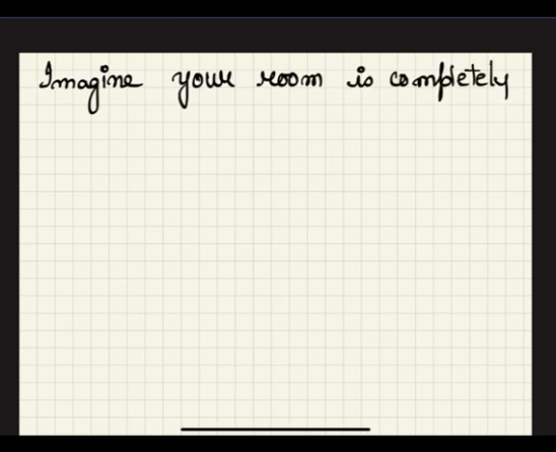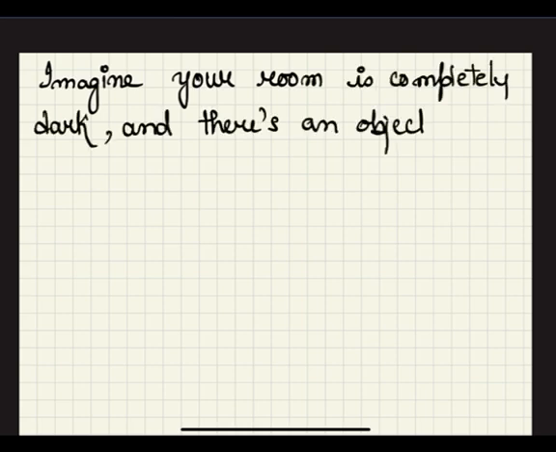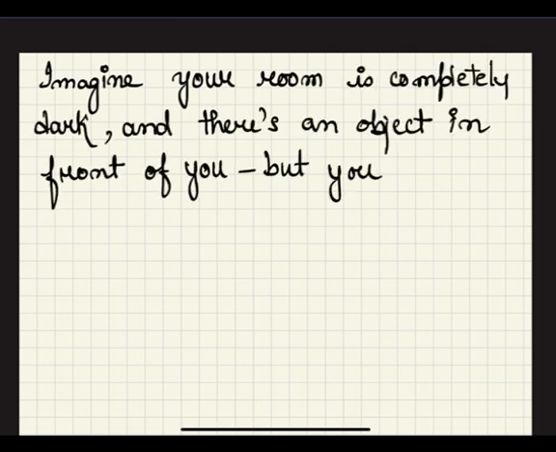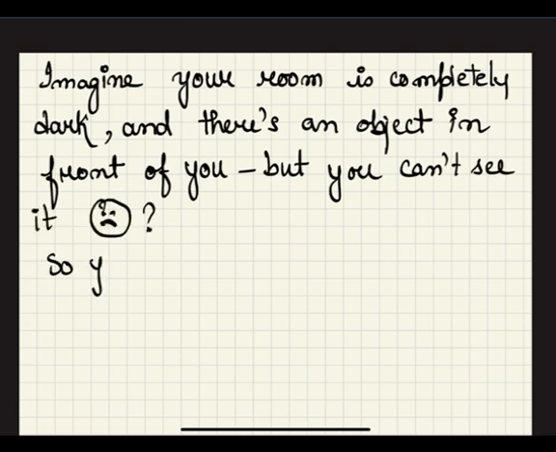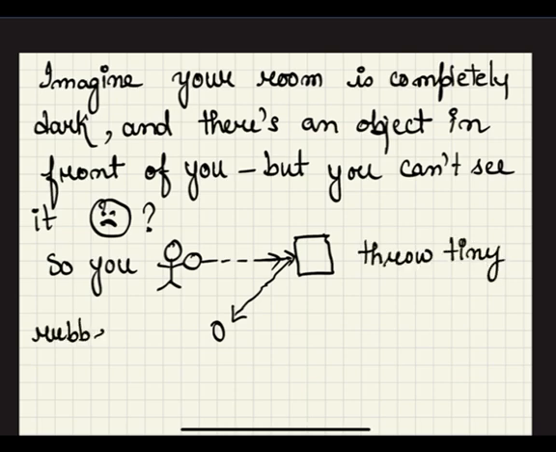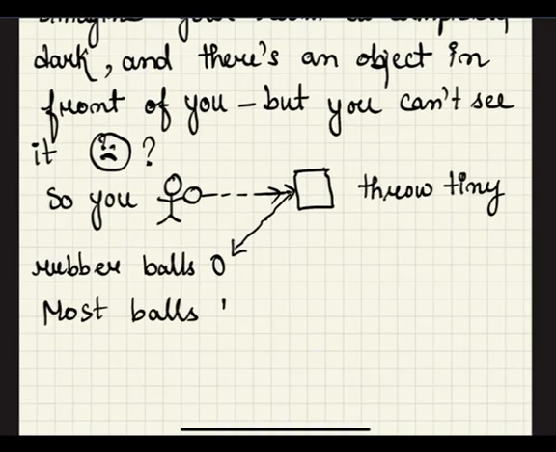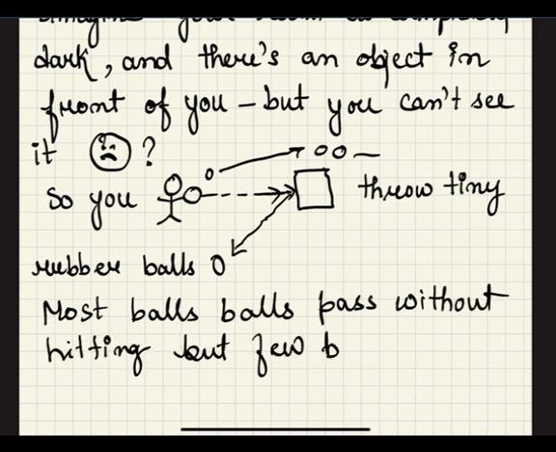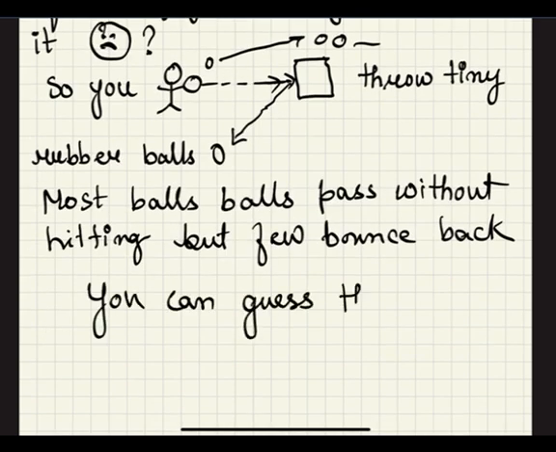Imagine your room is completely dark and there is an object in front of you but you cannot see it. So you throw tiny rubber balls. Most of the balls pass without hitting but a few bounce back. You can guess the shape now. Yes.